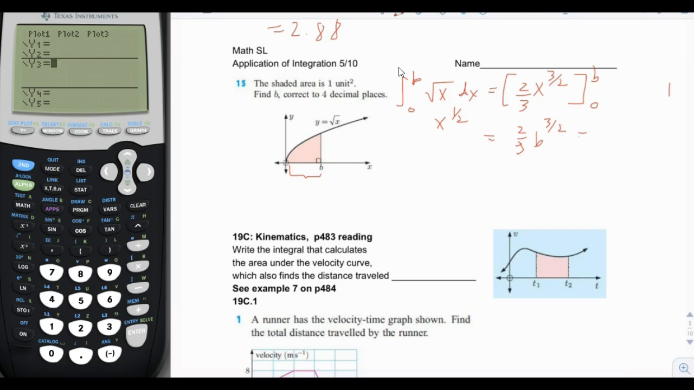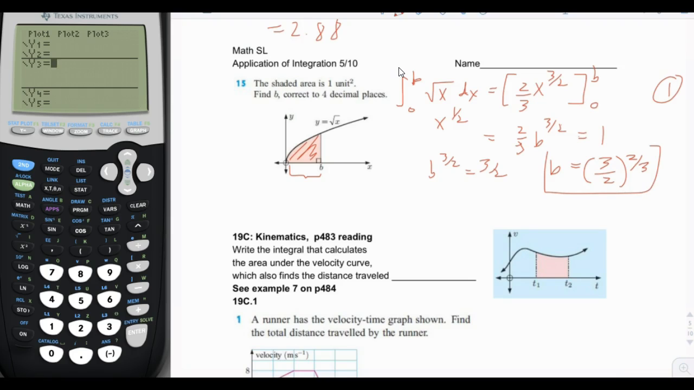if I set that equal to 1, which is the area of that shaded region, let's see, I'm going to do algebra now. I'm going to multiply both sides by 3/2. So I'll have b to the 3/2 is equal to 3/2. And then I'm going to take the 2/3 root of both sides, so it's going to be b equals 3/2 to the 2/3 root. Okay, so that's our answer.